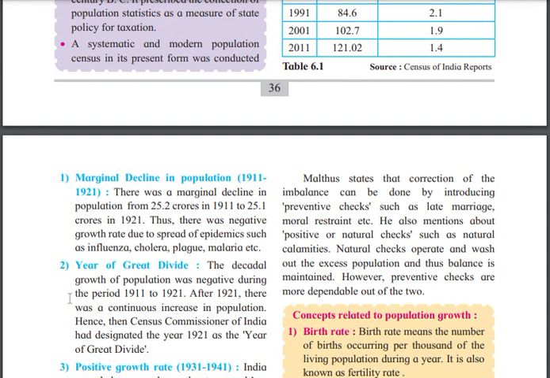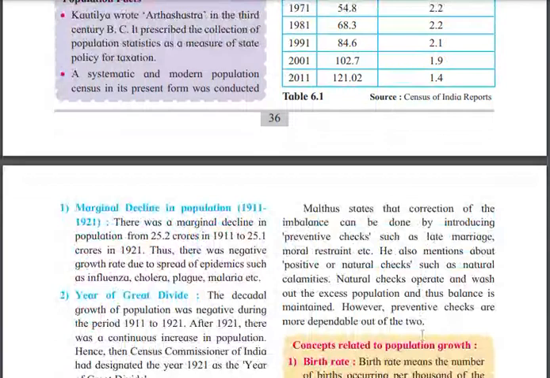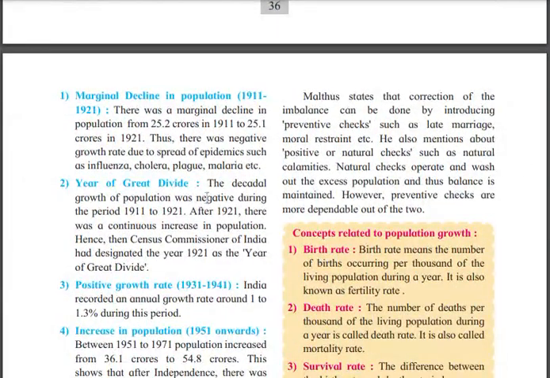Okay, so the second one is the year of great divide. What it means is this is the year which makes the two divisions of this table. If you see here in the table, this is the only minus, and from year to year it keeps on increasing continuously. So that's why it is called the year of great divide. The decadal growth of population was negative.